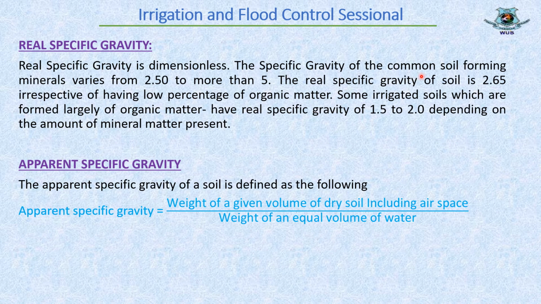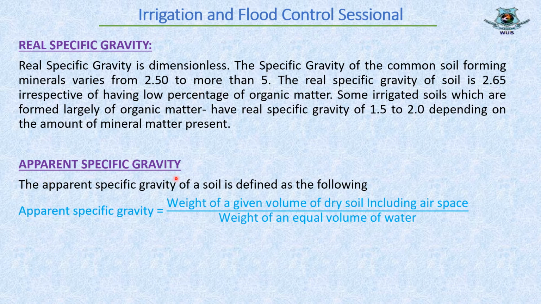The specific gravity of common soil forming minerals varies from 2.5 to 5, and the real specific gravity of soil is 2.65 if the soil has a low percentage of organic matter. If the soil has largely organic matter, its real specific gravity may be from 1.5 to 2.